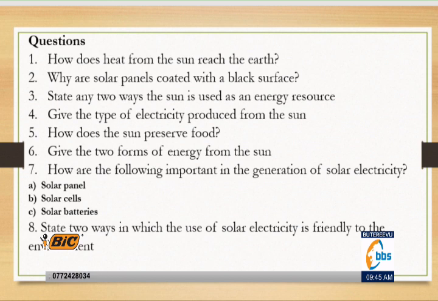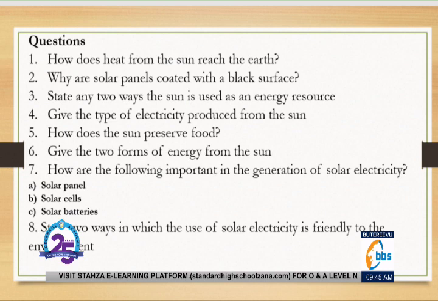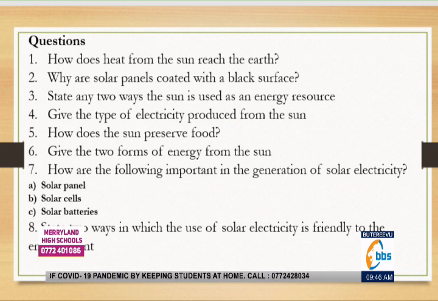And why are solar panels coated with a black surface? You remember the answer? Those of you who remember the answer, thumbs up for you. A big clap. Good. I told you that solar panels are coated with a black surface to absorb sunlight energy, not heat. Then, state two ways the sun is used as an energy resource. I've already shown you that. Give the type of electricity produced from the sun, that is solar electricity. And give two forms of energy from the sun. It's very cheap, very simple. We have the heat, the light.